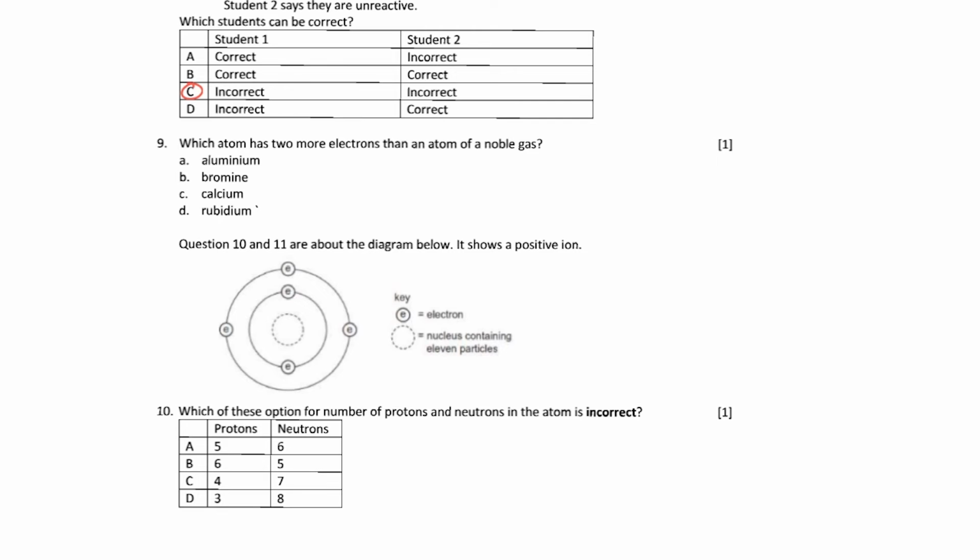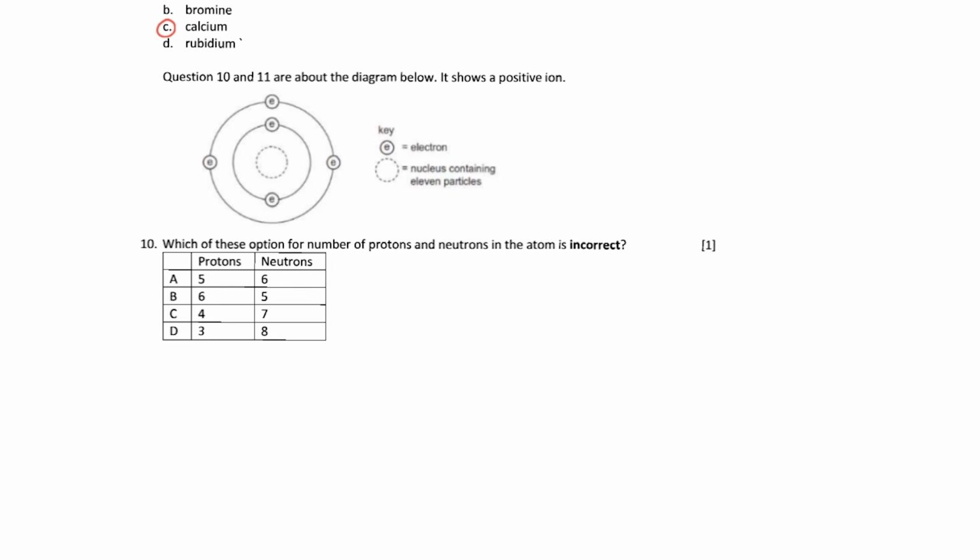Which atom has 2 more electrons than an atom of a noble gas? Again, look at any noble gas, move 2 steps forward in the periodic table. So you're looking for something that's in group 2, and that is calcium in these options. So that's the answer.